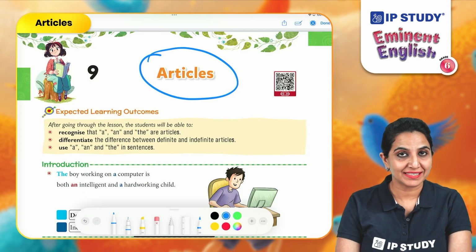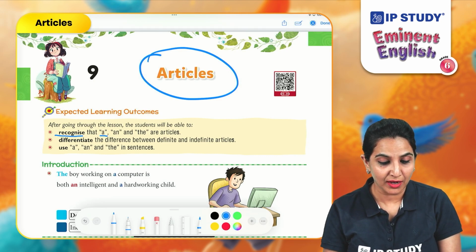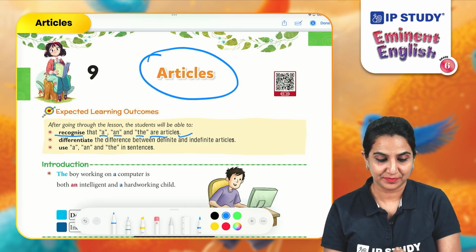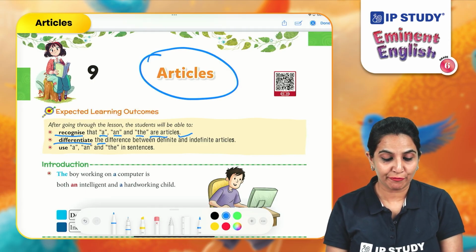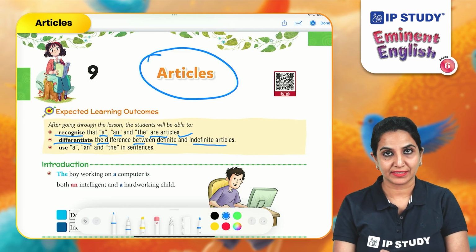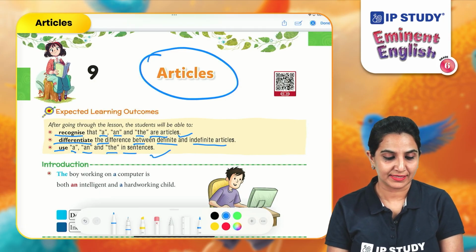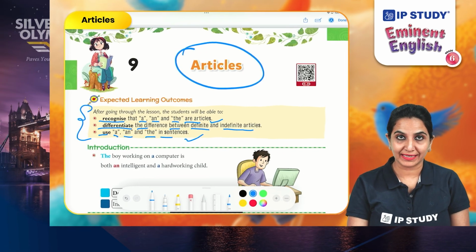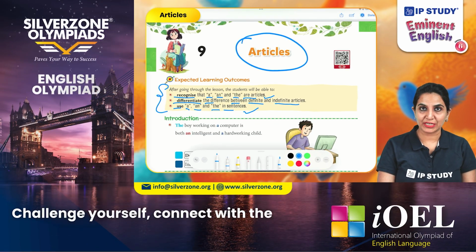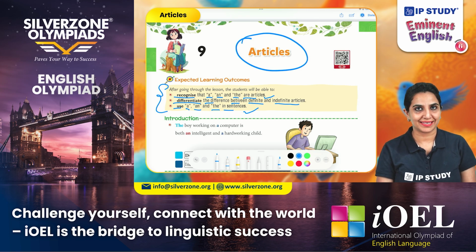Before the end of this lesson, you will be able to recognize that a, an, and the are articles, differentiate between definite articles and indefinite articles, and use a, an, and the in sentences. So you will be able to recognize articles, differentiate between indefinite and definite articles, and use articles in sentences.